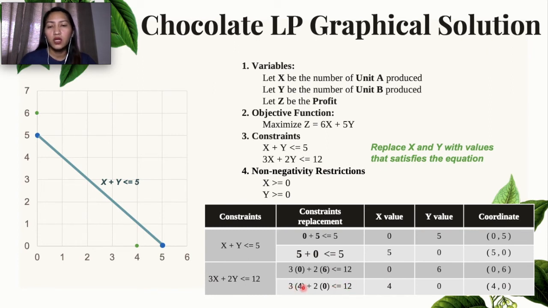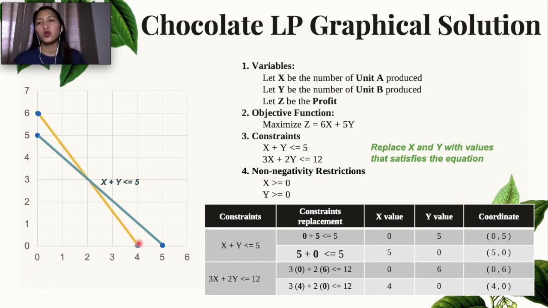Okay, so, if our x is 4, then our y is 0. Now, we have our fourth coordinate, which is 4, 0. So, i-plot natin yung 0, 6, tsaka yung 4, 0 for our constraint linear function na 3x plus 2y is less than or equal to 12. So here is our 0, 6, and here is our 4, 0.